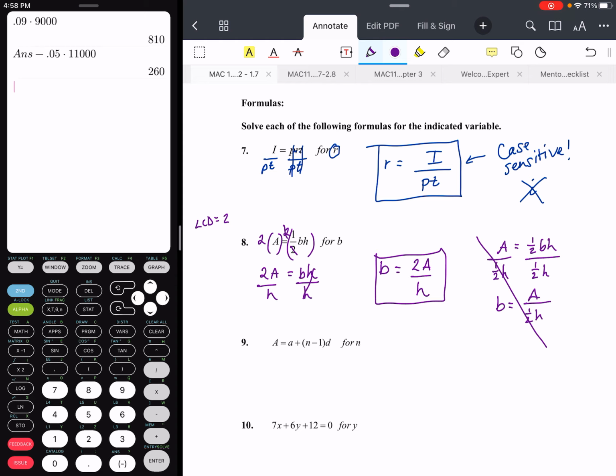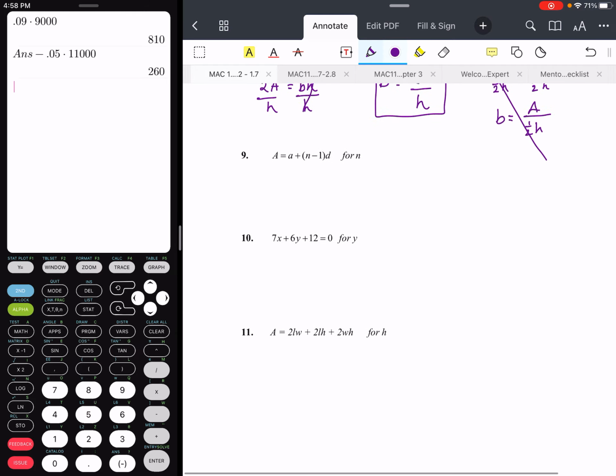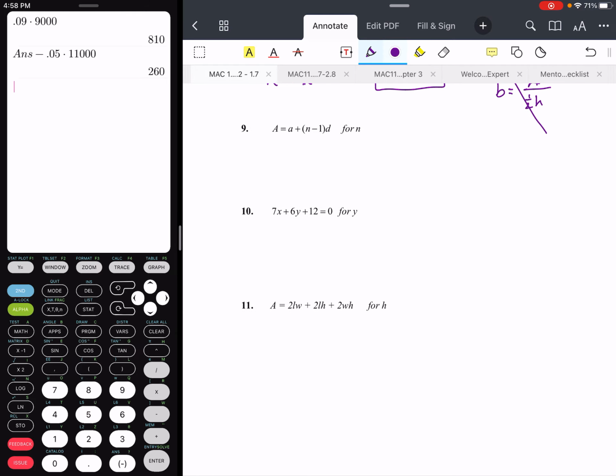All right, looking at question number 9, capital A equals lowercase a plus n minus 1 times d. I want to solve that for n. So first I would go ahead and distribute on the right-hand side just to get n out of those parentheses. So it's kind of like a reverse distribute. So plus d times n, and then minus d.